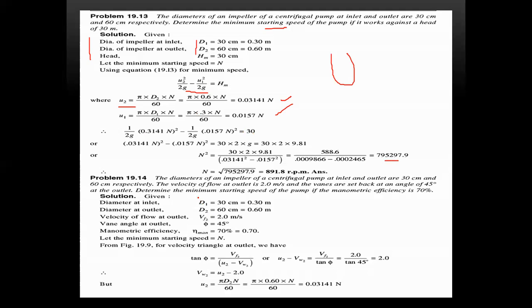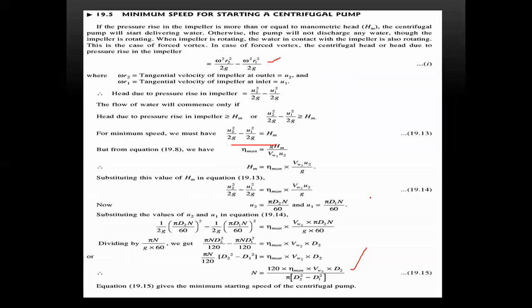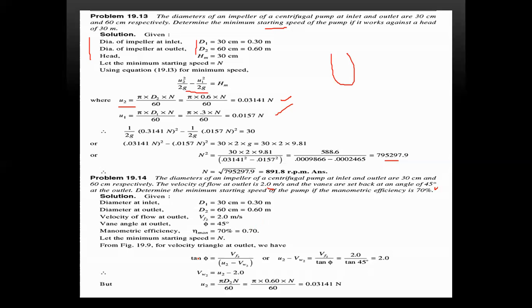Next problem. The diameters of the impeller of a centrifugal pump at inlet and outlet are 30 centimeters and 60 centimeters. The velocity of flow at the outlet is 2 meters per second, and the vanes are set back at an angle of 45 degrees. Determine the starting speed. Here the angle is given, so we have to use a different formula. What is that? That one, tan phi is equal to, right? This is a formula.